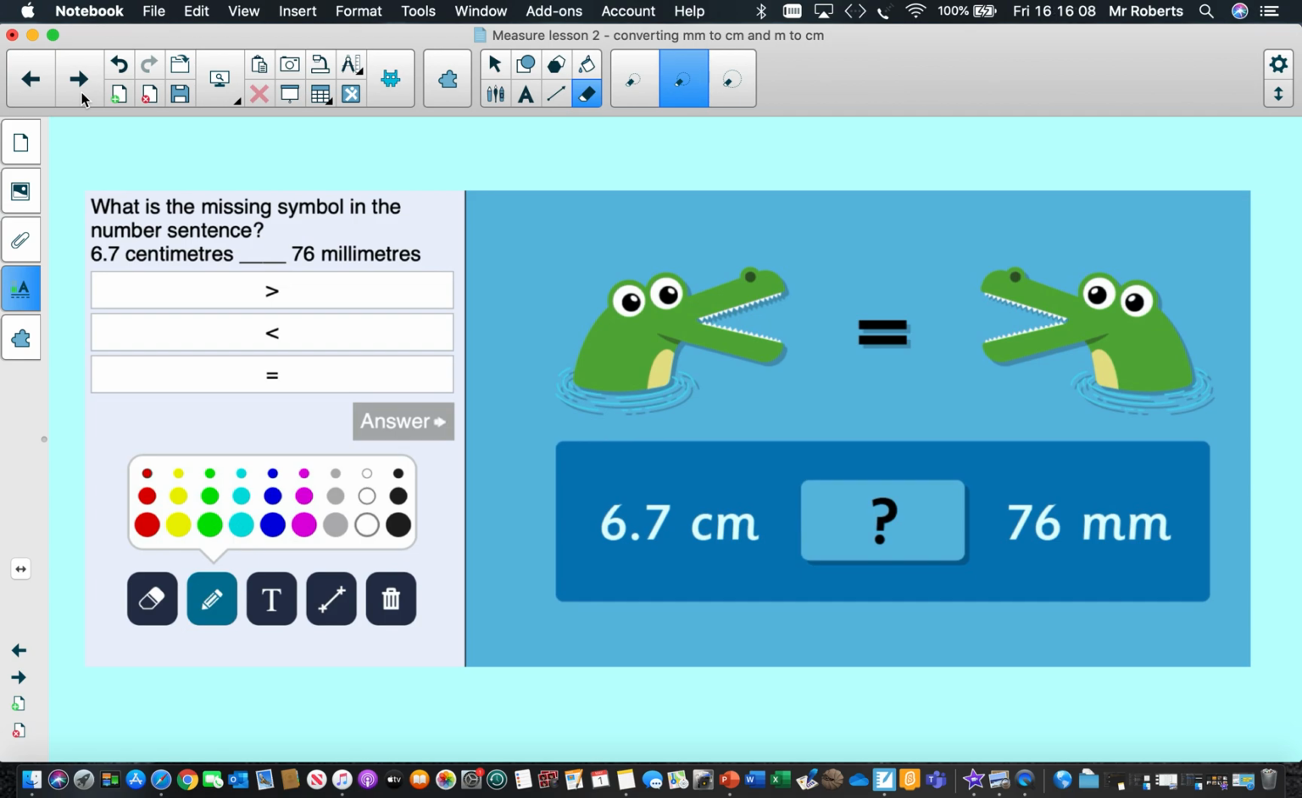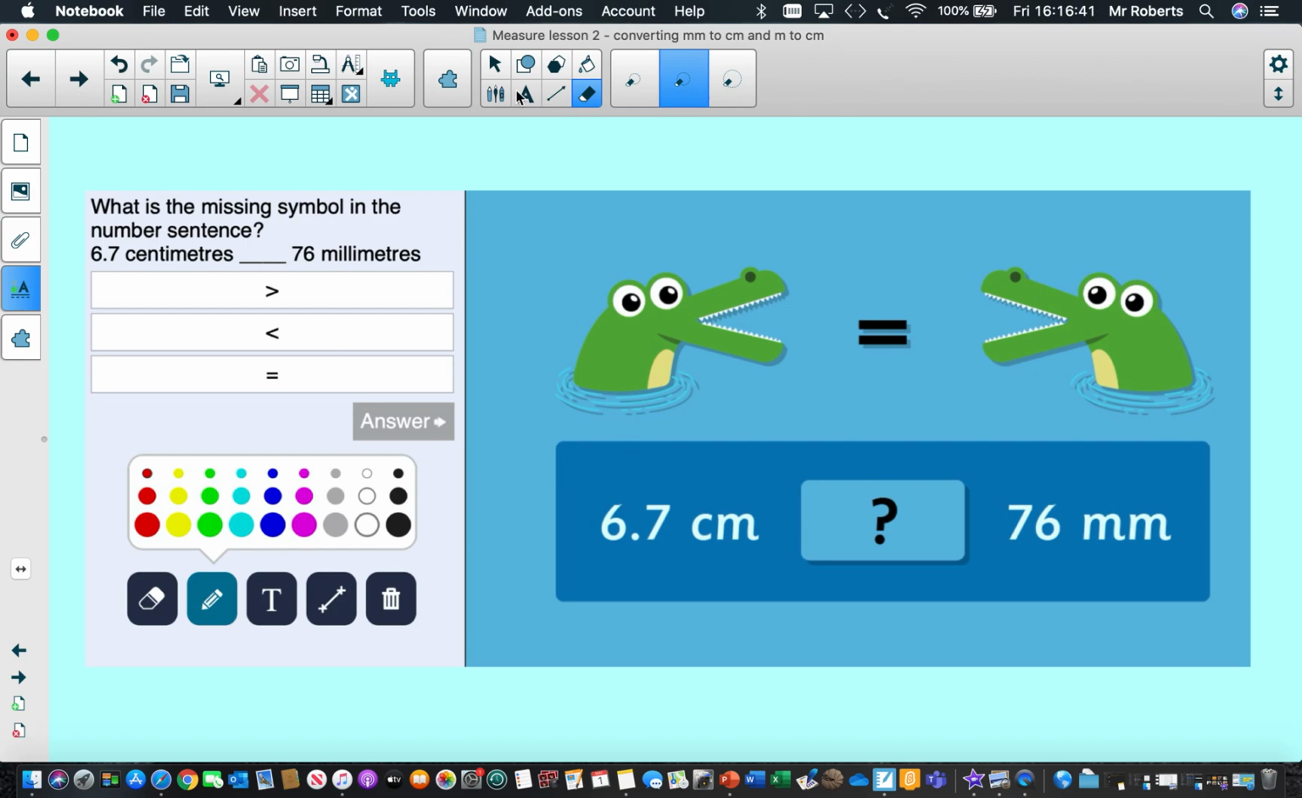So obviously we've got centimetres and we've got millimetres. So what we need to do is make sure that we've got our answer all in the same unit of measure. So we're going to put it all into millimetres. So what I need to do is get my 6.7 and times it by 10. So I need to move each digit one place to the left. So my 6 ones become 6 tens, and my 7 tenths become 7 ones.